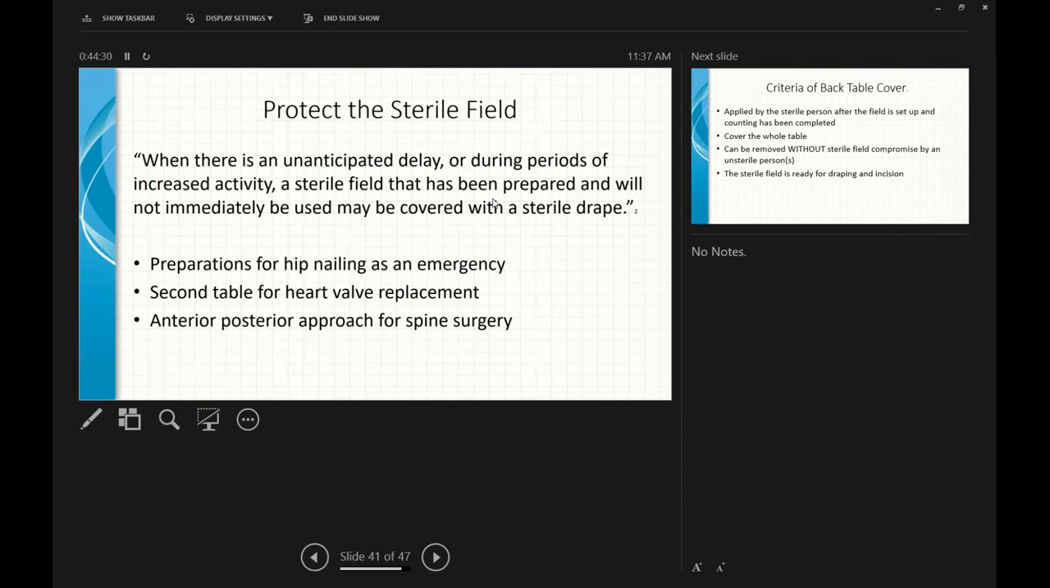Preparations for hip nailing as an emergency. I remember when I was a new nurse in the 70s, and the patient had come from a nursing home. They were in the hospital in traction, stabilized for surgery, and being wheeled into the room with all the doors open. And none of the sheets had been changed under this patient because that patient was in such severe pain. And then we'd have to get him out of that bed and put him up on the fracture table to be able to do the surgery.